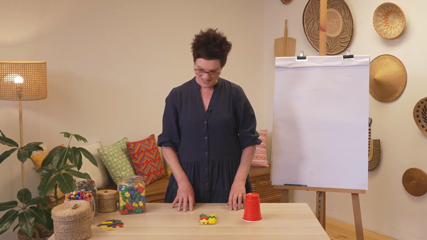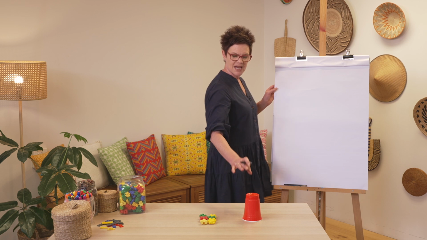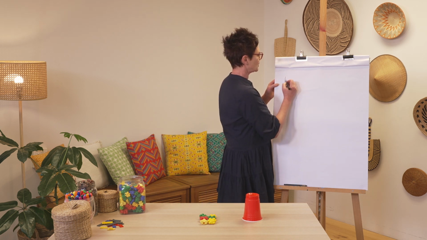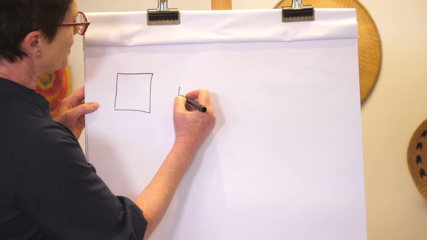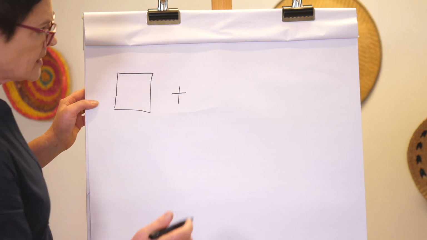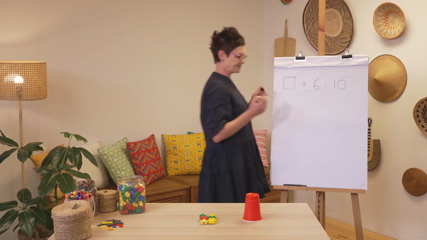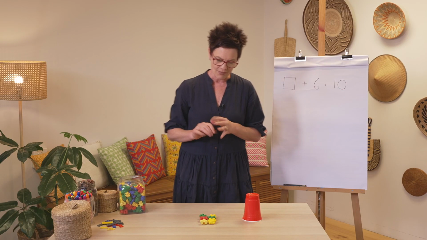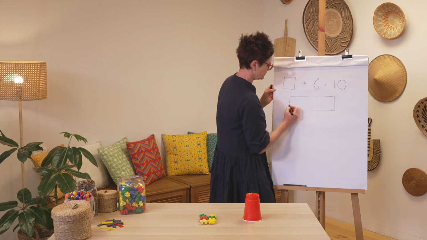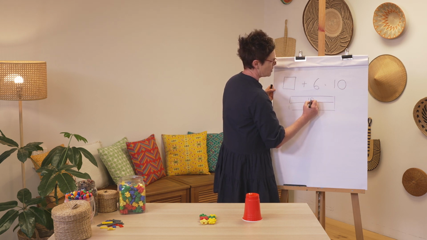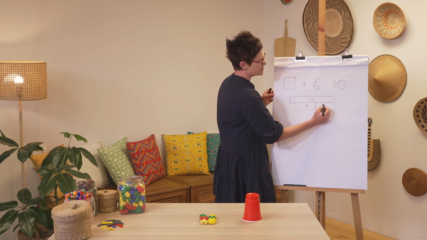So my number sentence for my first bears in a cave is something, and I can do a box for that because I don't really know what that number is, plus 6 equals 10. Something plus 6 equals 10. Let's have a quick look. My whole is 10. I know that I have 6, so what's missing?